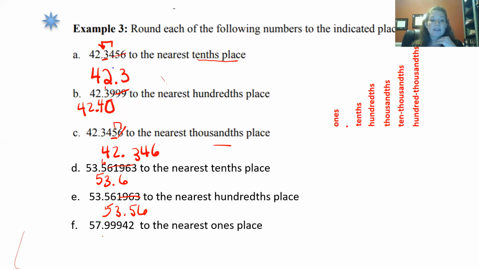Finally, the last one, round this number to the nearest ones place. Ones is right there. So what do I look at? I look at the number to the right. Well, this number is a 9, and it makes me turn my 7 up to an 8. So rounded to the nearest ones place, my answer is 58. So hopefully everybody got that.